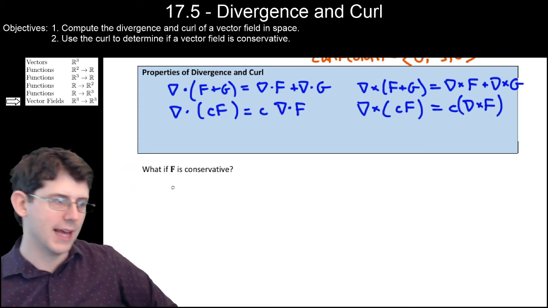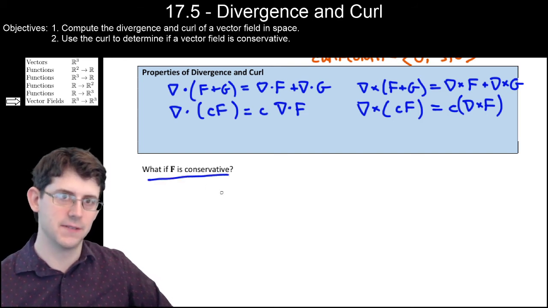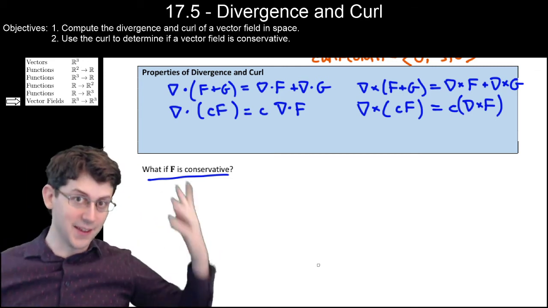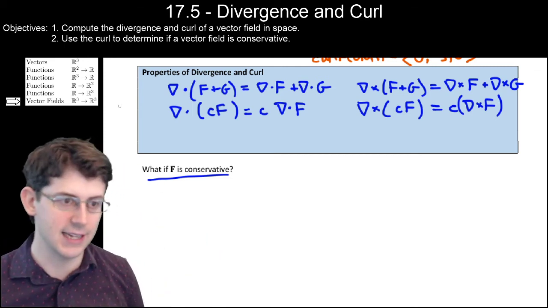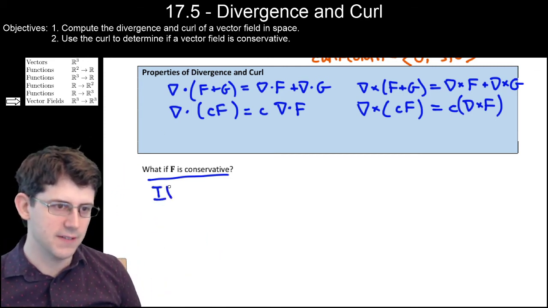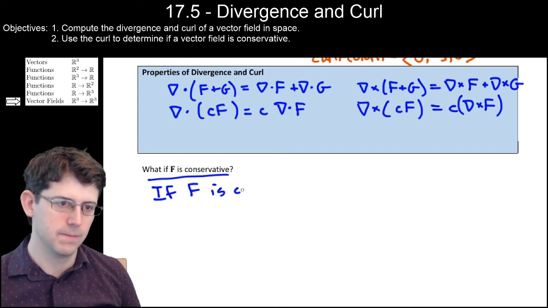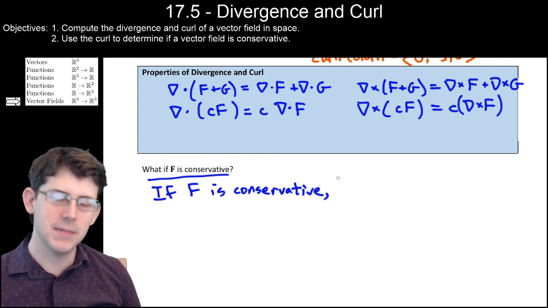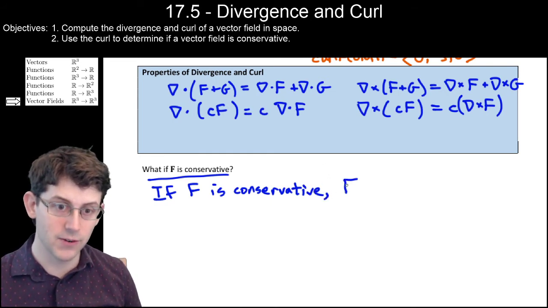Let's just see what happens if F is conservative. So the end of this section is how do divergence and curl interact with each other and with the other stuff in the class? So if F is conservative, that means that the vector field came from a gradient.